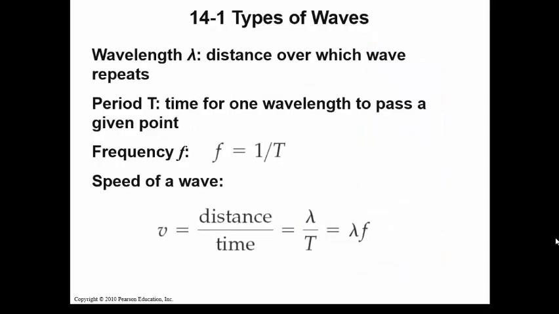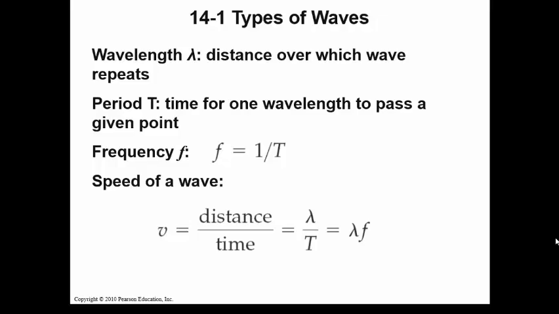Wavelength, the distance over which the wave repeats, is measured in meters, or m. Period, the time for one wavelength to pass a given point, is measured in seconds, s. Frequency, the inverse of period, is the number of oscillations per second. It is measured in hertz, or seconds to the -1.